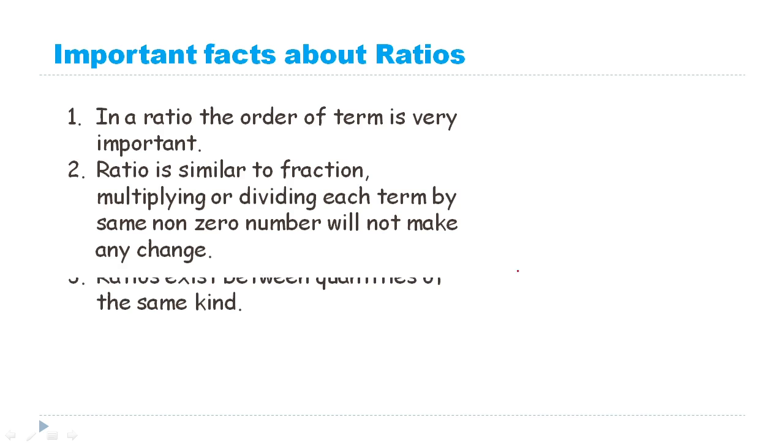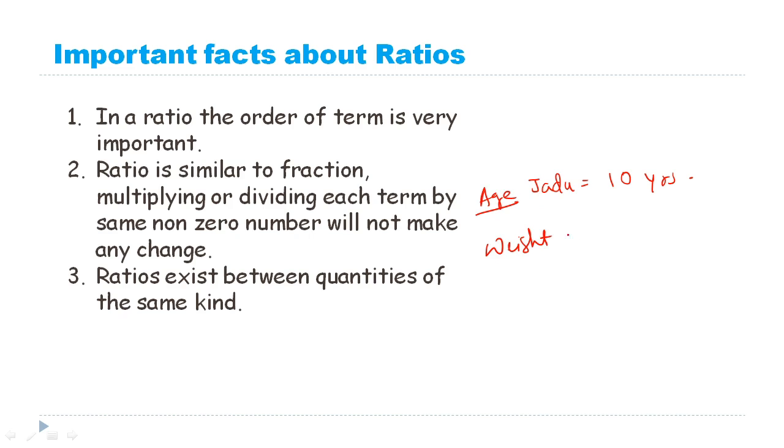Is that clear? Next fact, ratios exist between quantities of the same kind. Very important. Why? It is the basic thing, because if I say compare the age of Jadoo, who was 10 years, with the weight of Madhu, okay, this is age, right? And this is weight. Weight of Madhu, let's say 70 kg.